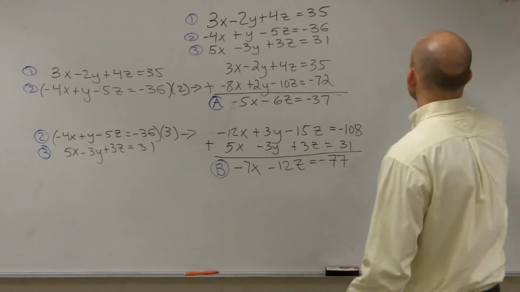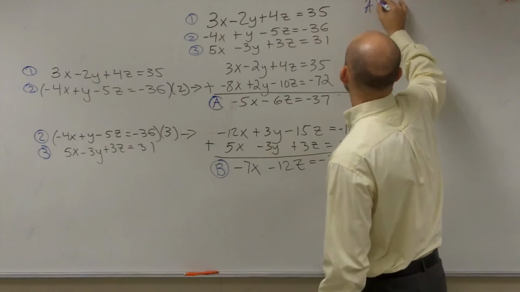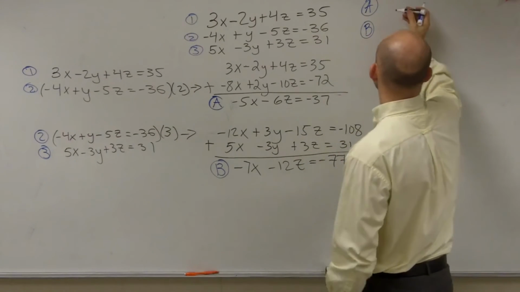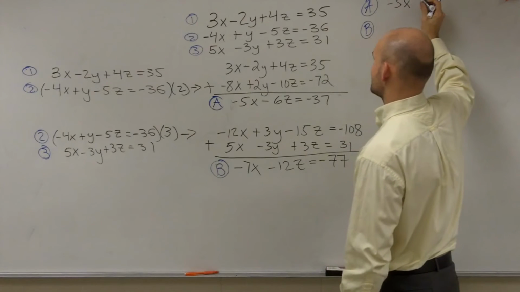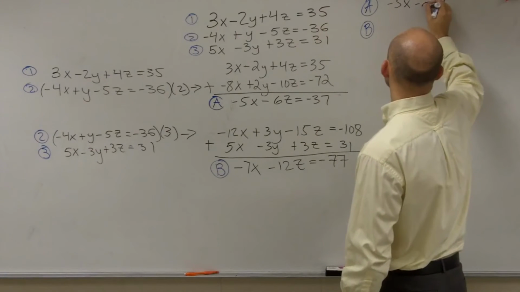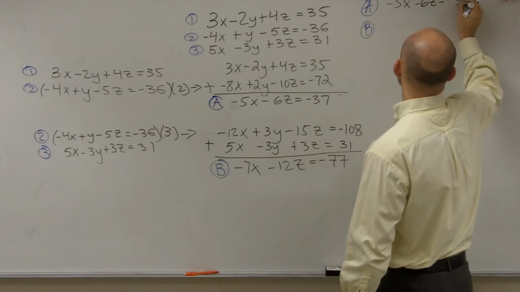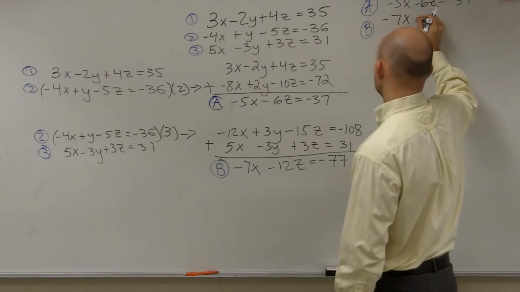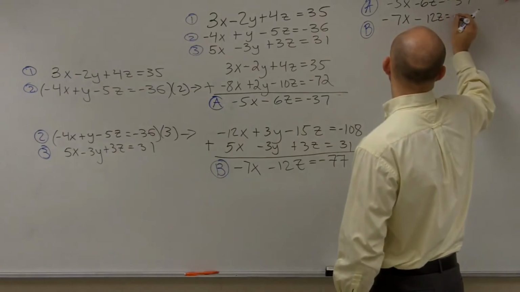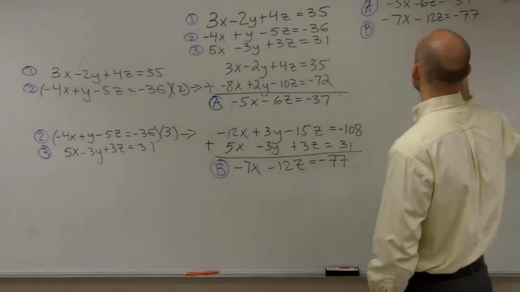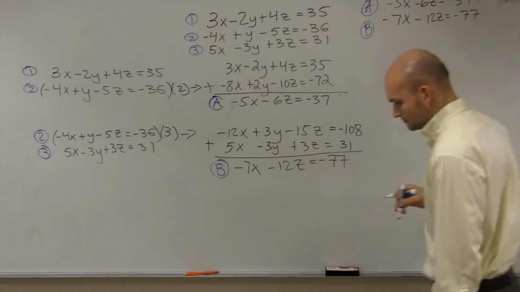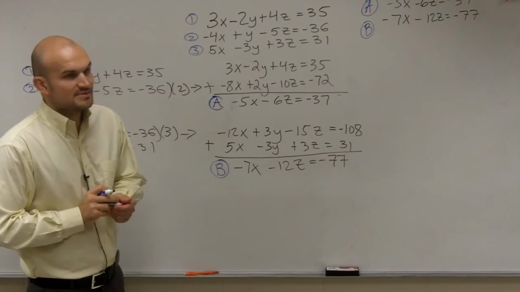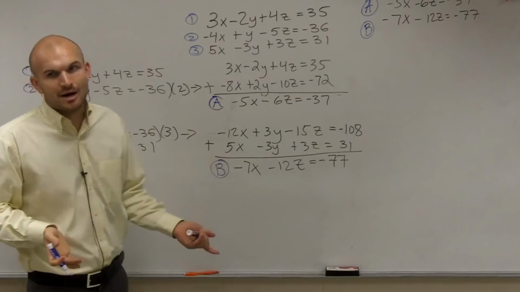So now step 2 says, solve the system of 2 equations to find the values of your 2 variables. So now what I'm going to do is I'm going to write up A and B. So A is negative 5x minus 6z equals negative 37. And B is negative 7x minus 12z equals negative 77.